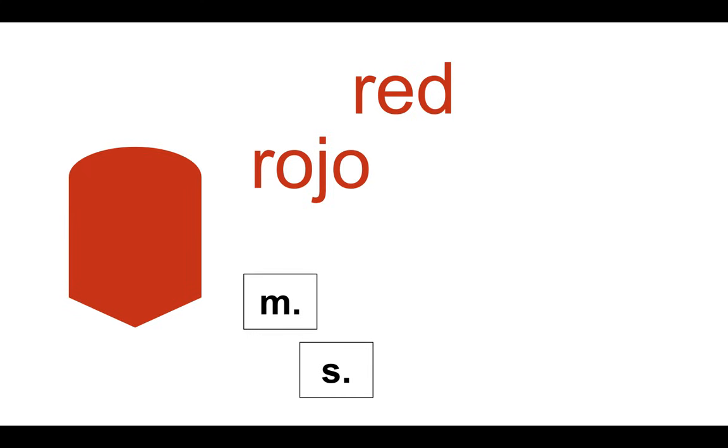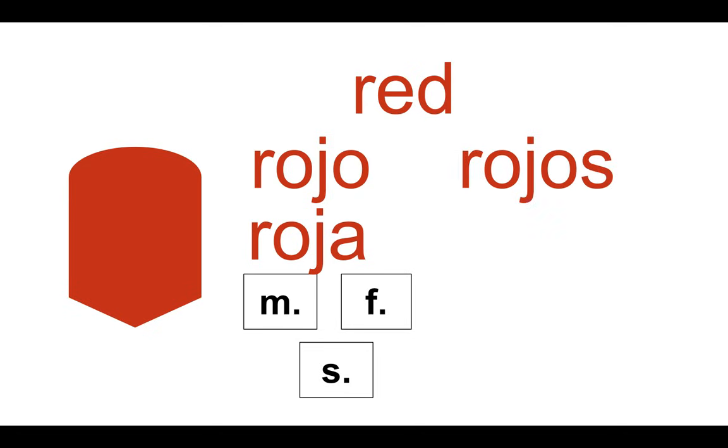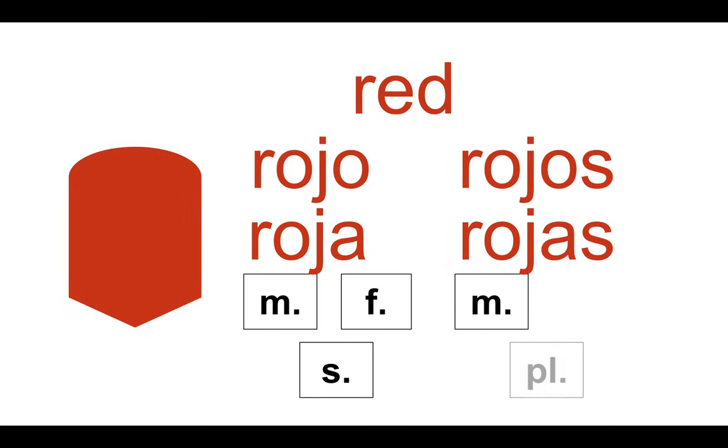Adjectives also have gender and number in Spanish. Let's take a look at the word "red." "Rojo" is singular and masculine, while "roja" is singular and feminine. "Rojos" is plural and masculine, while "rojas" is plural and feminine. You must choose the correct form of "red" to match the noun that you are describing as red when you use it in a sentence. Let's take a look at an example.